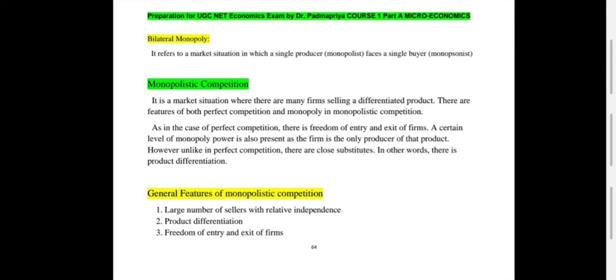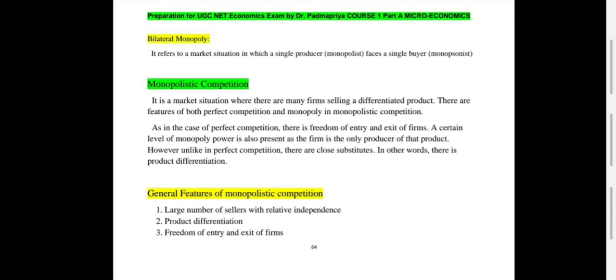Now we come to the important type of market structure, which is called monopolistic competition. Earlier we covered perfect competition, and then we studied monopoly. Now we are coming to another type of market, monopolistic competition. It is a market situation where there are many firms selling a differentiated product. There are features of both perfect competition and monopoly in monopolistic competition. Like in perfect competition, there is freedom of entry and exit of firms, but a certain level of monopoly power is also present, as the firm is the only producer of that particular product.